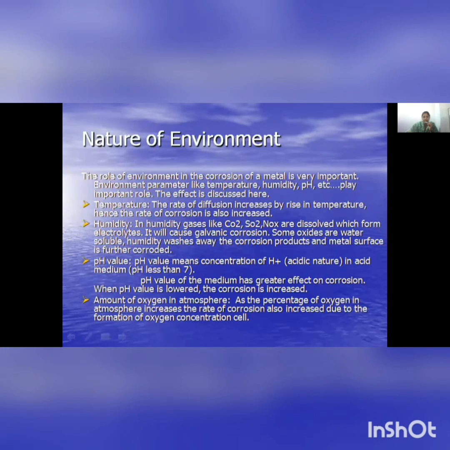And the nature of the environment. These are the factors influencing the metal. One is the environmental factors: temperature, humidity, pH value, and amount of oxygen in the atmosphere. So the pH value means the concentration of H+ ions, that is, acidic or basic nature of the medium. If the pH is less than 7, it is acidic, and greater than 7 is called basic.